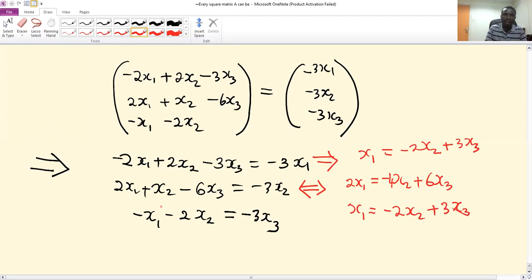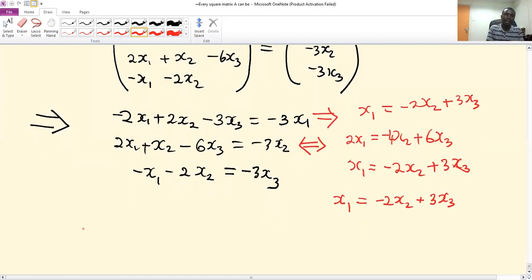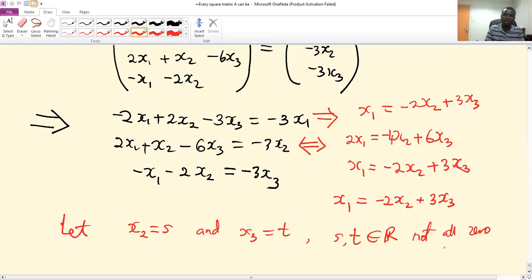the same thing as from equation one. And this one tells us similarly, take this one to the right and then take this to the left. So minus 2x2 plus 3x3. So see that all those three equations have the same relationship. So we'll say let x2 be s and x3 be t, where s and t are real numbers, not all zero at the same time, so that we eliminate the possibility of having a zero vector.